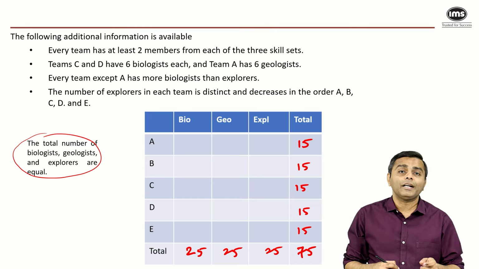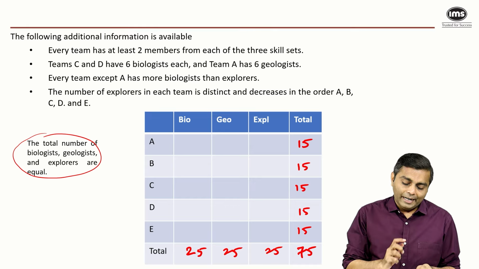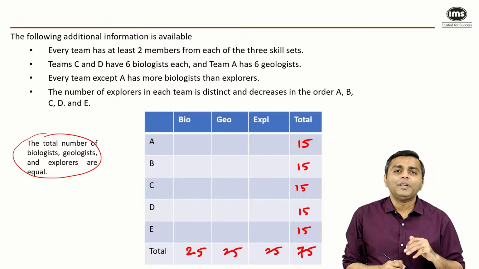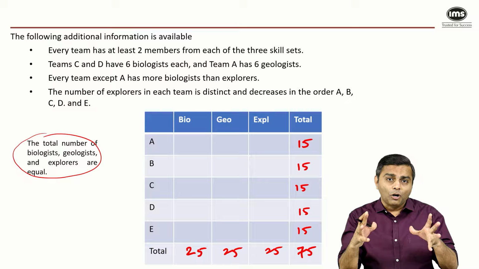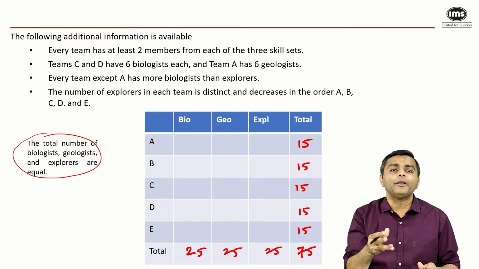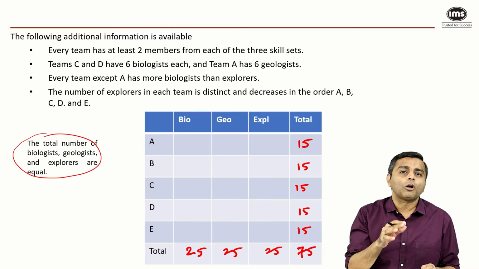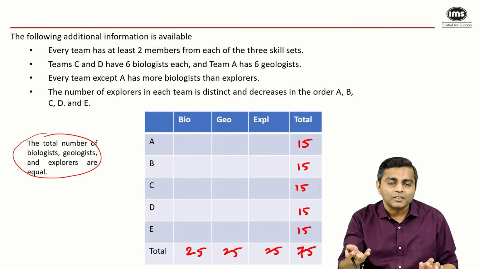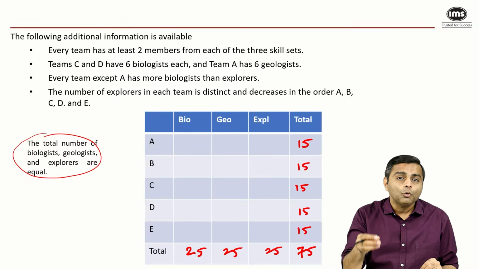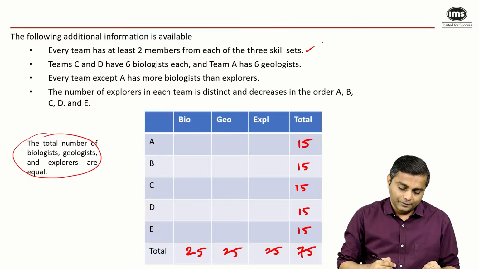Okay, now what additional data is given? Let's see that. Every team has at least 2 members from each of the 3 skill sets. At least 2, which means in this entire box, whatever is remaining, no value can be 1. It has to be 2 or more than 2. That's what we make a mental note of, that 1 cannot come anywhere on the table. Obviously, 0 also can't come. It has to be 2 or more than 2. That's my first point.